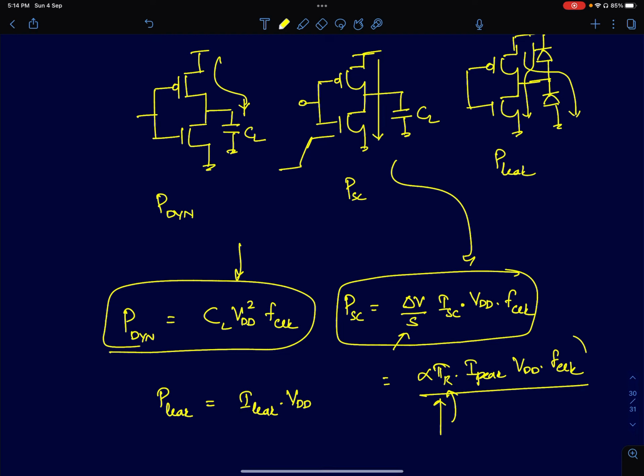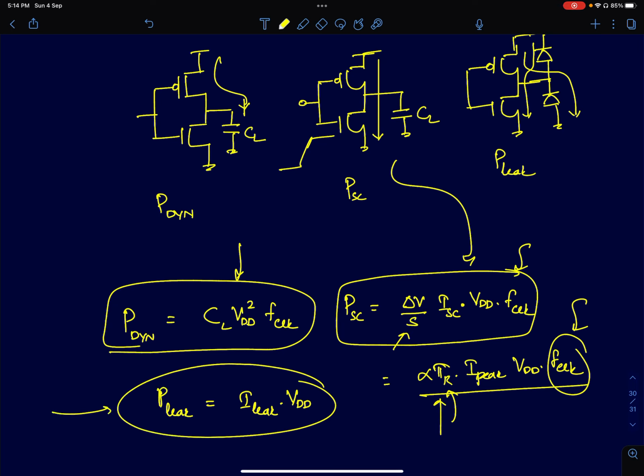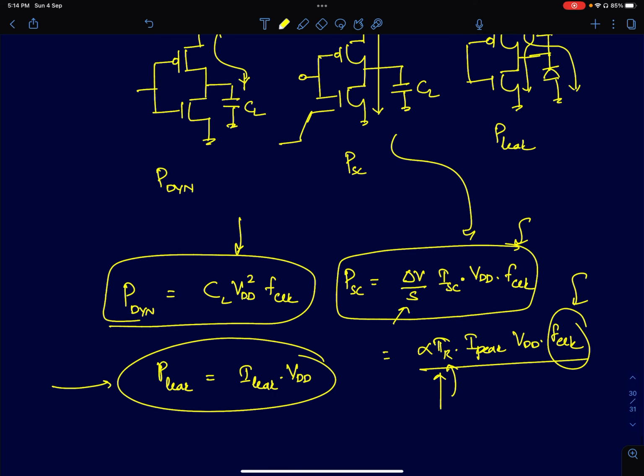It also depends upon the clock frequency, how frequently you're extracting charge out of the supply. Every time there is a transition, there will be a short circuit power dissipation. This is the power that dissipates only during the transitions. So when the input is constant, you don't see a short circuit power dissipation. The third one is the leakage power, which has no dependence on clock frequency. It has no dependence on the clock frequency or the load capacitance to a first order.